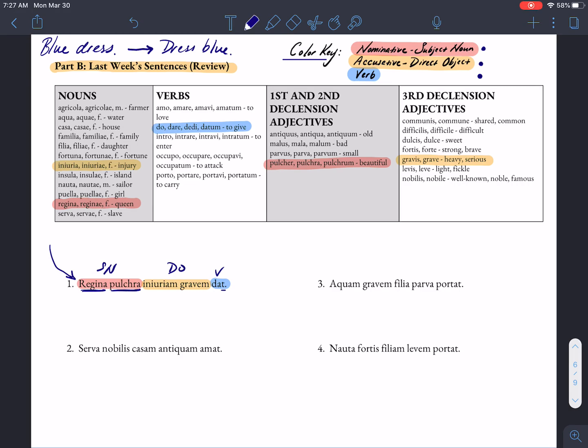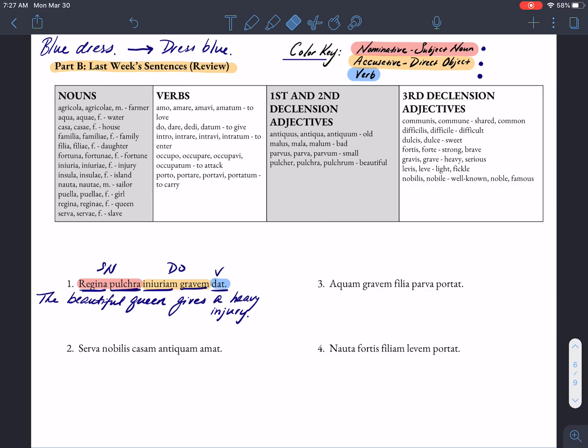So let's translate it backwards. We say the pulchra Regina, the beautiful queen, gives a gravem inioriam, a heavy or serious injury. So that's sentence number 1. You see how we marked it up, looked up the vocabulary we needed to know, and then we translated. That's usually the steps I'd like you to take.